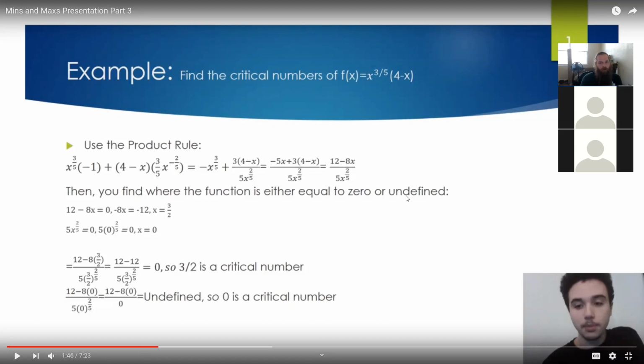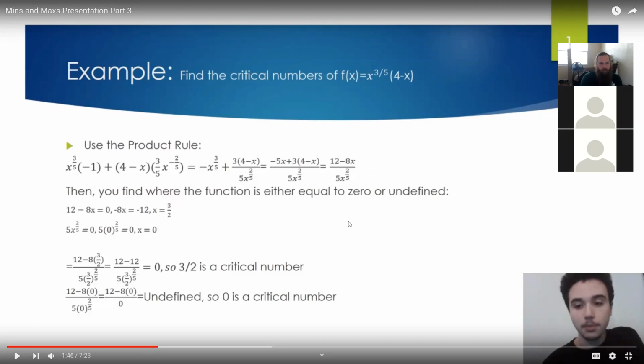Once you've simplified your derivative, the trick is to set it equal to 0. If I want to know where my critical numbers are, I need to know for what x values f prime is either undefined or equal to 0. To find where f prime is equal to 0, I take the derivative and set the whole thing equal to 0, which is equivalent to setting the top to 0. So to find where f prime is equal to 0, we set 12 minus 8x equals 0. That's what he's doing down here. And then you can solve for x, and that will give you the 3/2.